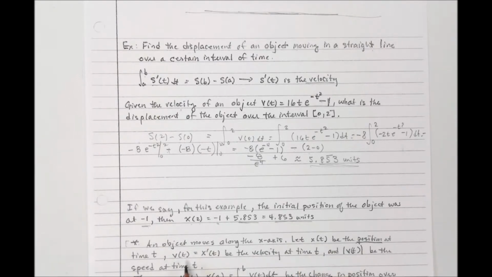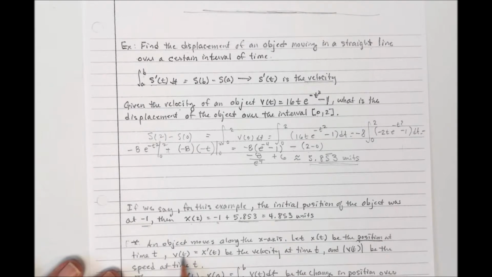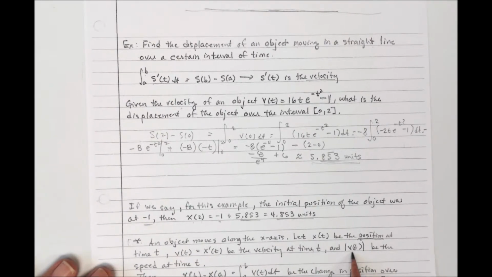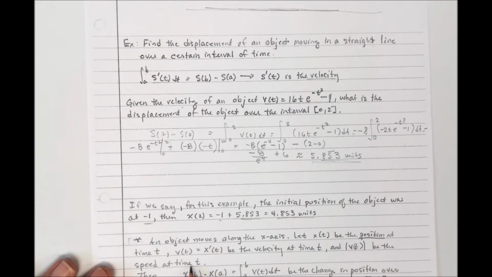All right, so we've got v of t equals x prime of t. It's the derivative. This is the position, this is the rate, the velocity at time t, and we're going to let the absolute value of the velocity be the speed at any particular time t.